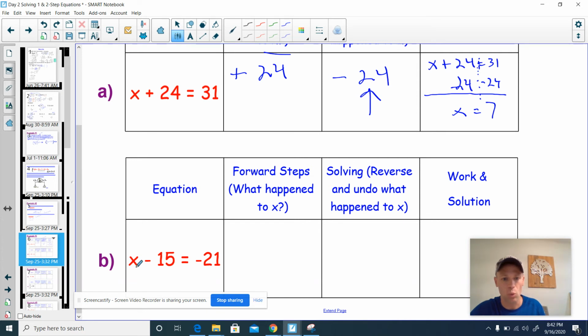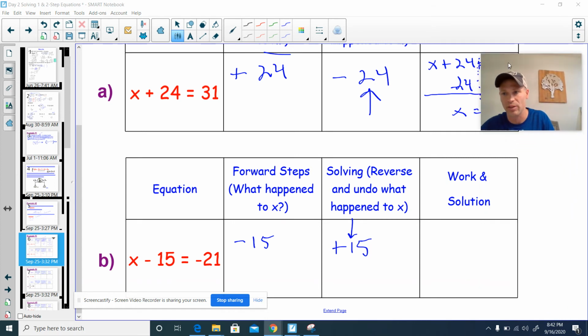What are the forward steps? What is happening to x? I am subtracting 15. How do I undo that? I add 15. Again, this box tells me what steps to complete. Move myself here. And so I'll rewrite the equation. X minus 15 is equal to negative 21.